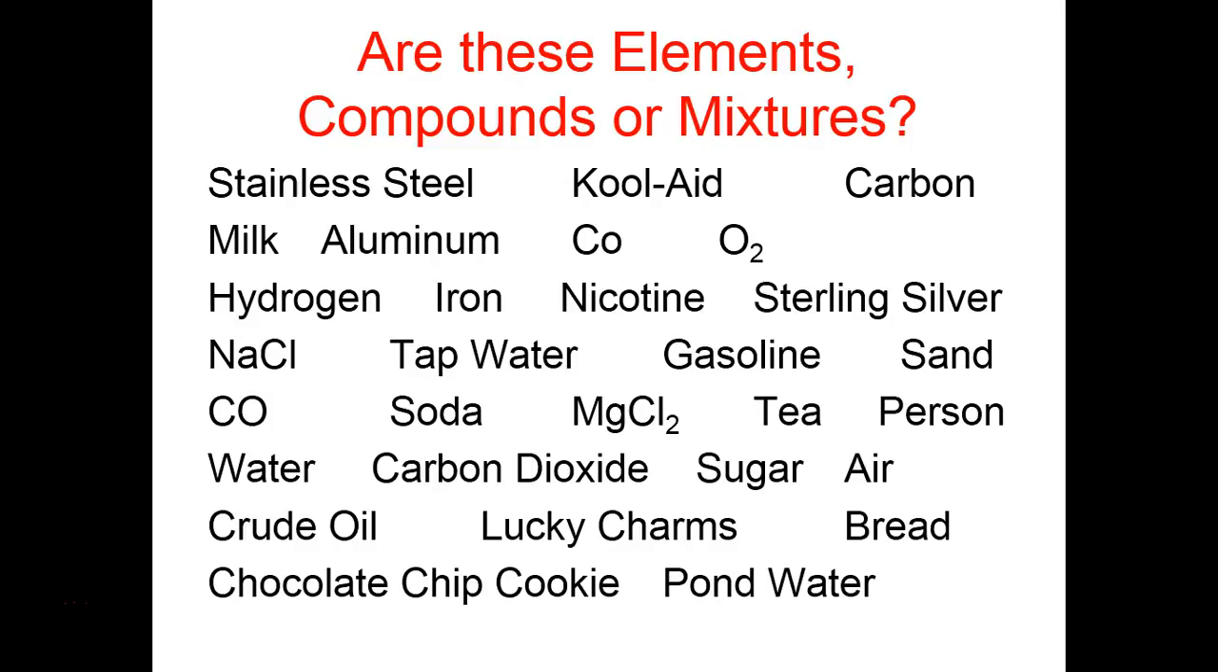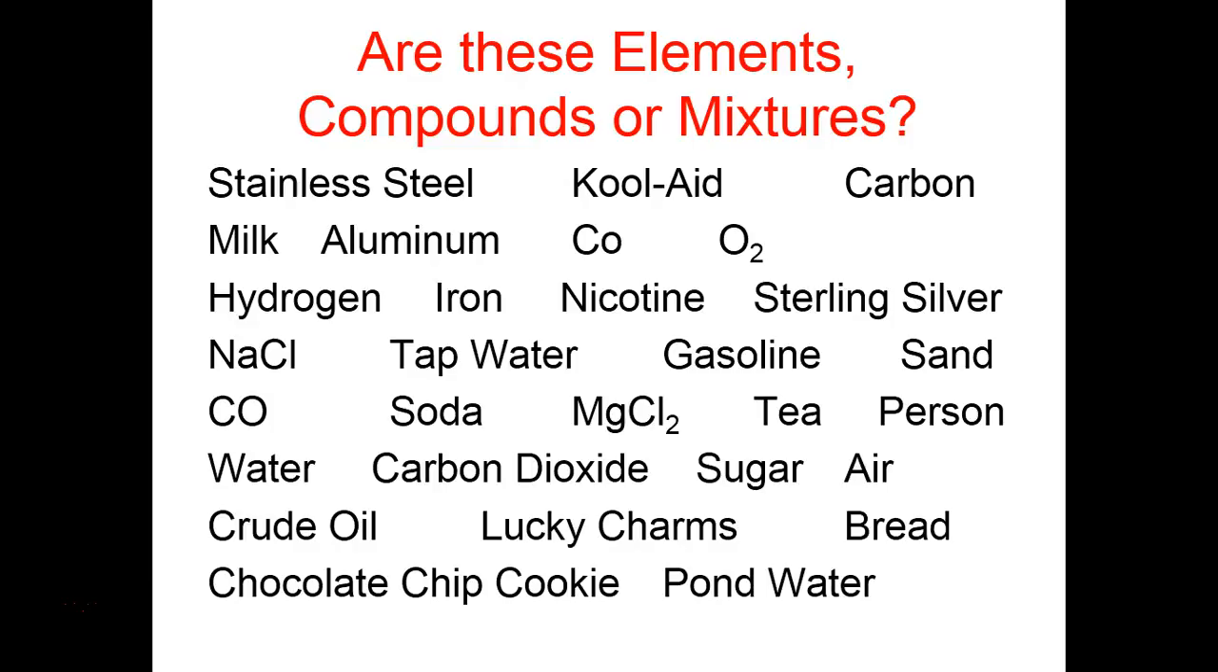Sterling silver is another alloy, so it's going to be a mixture of metals. NaCl is sodium chloride. That's got a formula there, so you know it's a pure substance. It's got two capital letters in there, the capital N and the capital C, so that means it's got different elements in it. It's got the sodium and it's got the chlorine. That makes it a compound.